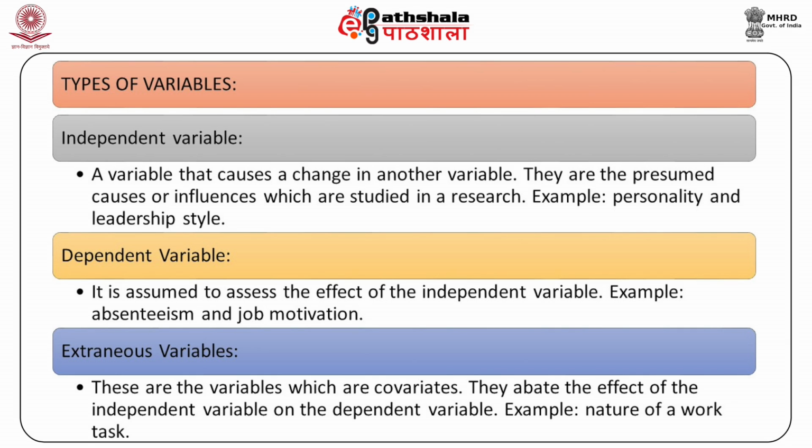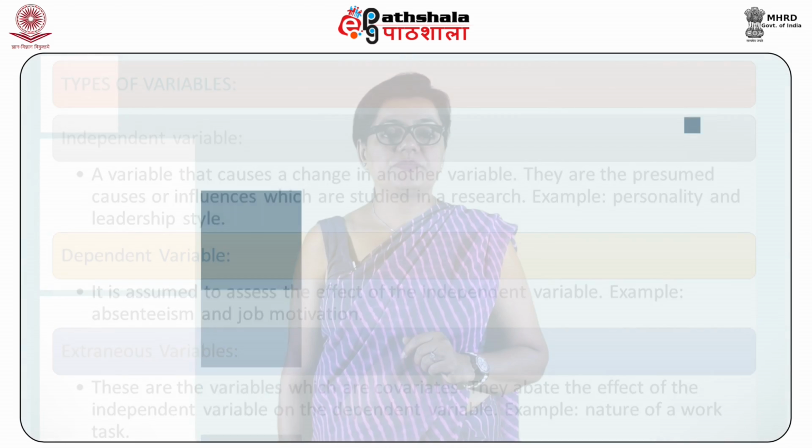The next type of variable is that of dependent variable. It is assumed to assess the effect of the independent variable. For example, absenteeism and job motivation. The third type of variables are extraneous variables. These are the variables which are covariates. They abate the effect of the independent variable on the dependent variable. For example, nature of a work task.